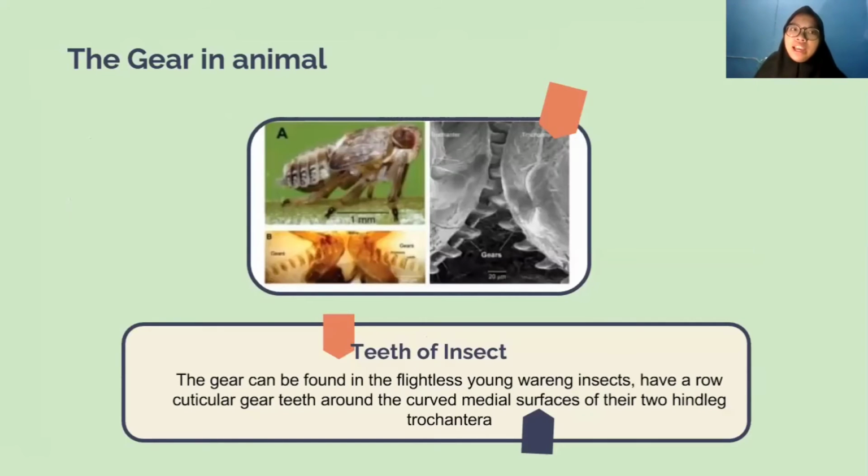And we can find gears in the animal body. It's about the teeth of insects. Actually, it's about the nymphs of insects. The gear can be found in the flightless young warring insect, which has a row of cuticular gear teeth around the curved medial surface of their two hind-leg trochanters.